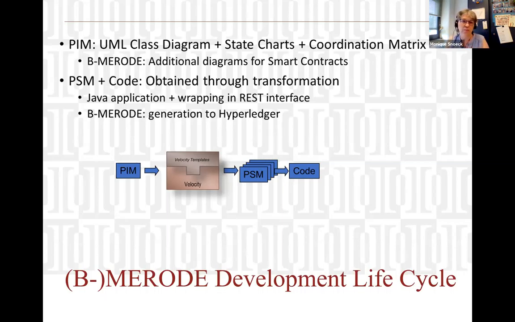In the case of the Merode tools, you have a transformation engine that goes directly from the PIM to the code, so the platform-specific model is implicit. At this moment, we have a transformation to generate a Java application and a REST service interface that wraps it. We can also have a default user interface for that. And in the BMerode case, we can also transform to the Hyperledger platform. So that would be the development cycle for Merode.